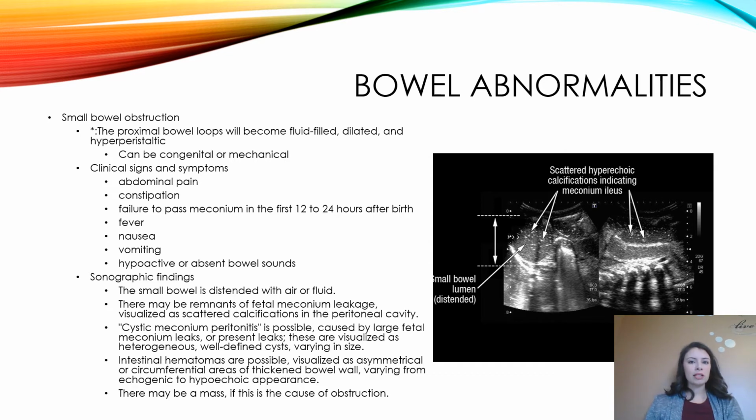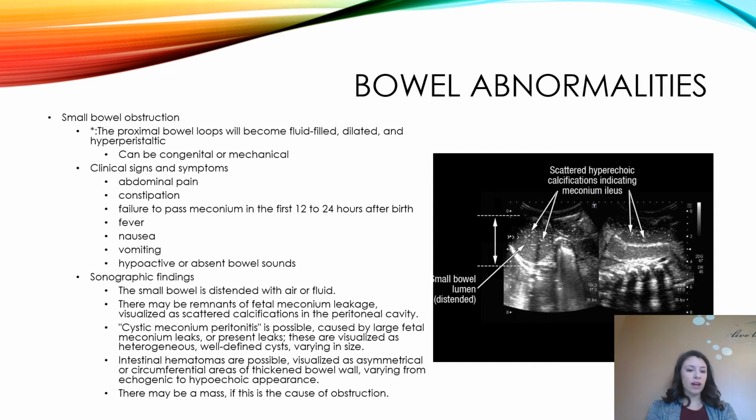Mechanical obstruction is classified according to location and the cause of the blockage. So there's intraluminal, intramural, or extrinsic. This pathology is known as meconium ileus and is associated with cystic fibrosis. Some clinical signs and symptoms are abdominal pain, constipation, failure to pass meconium in the first 12 to 24 hours after birth, fever, nausea, vomiting, hypoactive or absent bowel sounds.